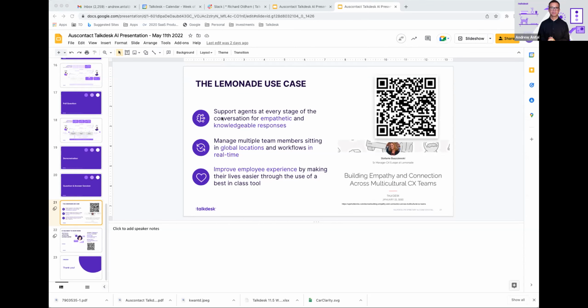One of our customers, called Lemonade in the US, is an insurance company, very strong on analytics and the use of data to be able to provide a digital automated experience. So whether you use the QR code or the URL link to that article, it talks about how they've been able to solve that personalization scenario via their call center operations. So it's a great, simple read.